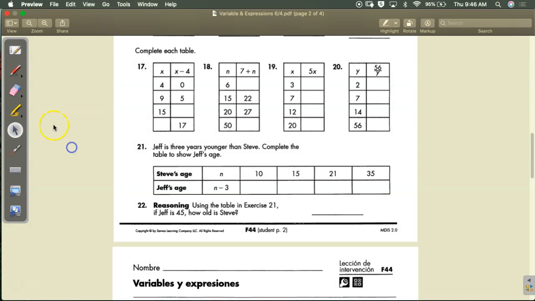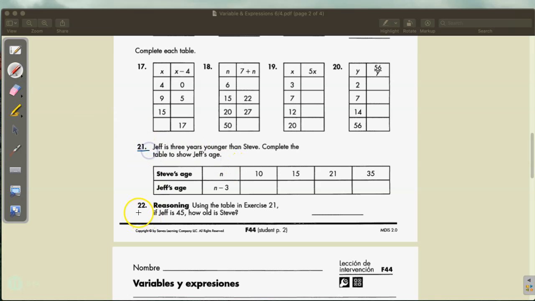Alright, so from here, I'm going to show you questions 21 and 22. These two go together. You can't answer 22 without answering question 21 first. So from here, they tell you that Jeff is 3 years younger than Steve. Complete the table to show Jeff's age. So whatever number Jeff is, it has to be smaller than Steve, because remember Jeff is younger. So whatever number you have for Jeff, it has to be smaller than Steve. Steve's the older one.